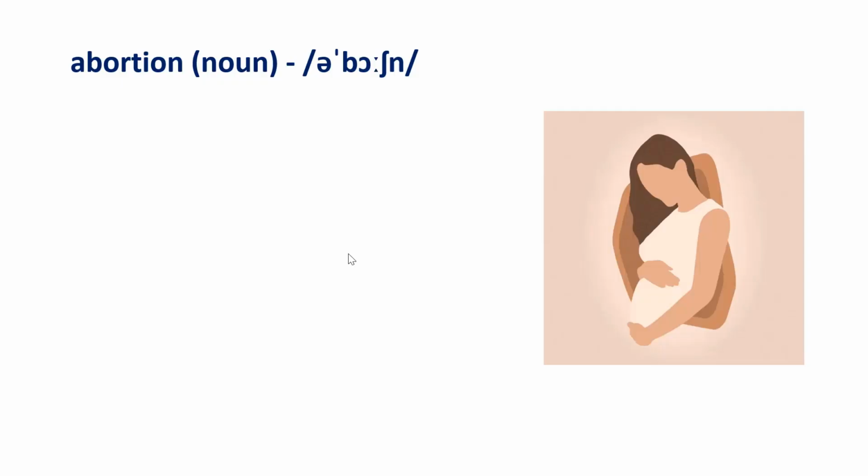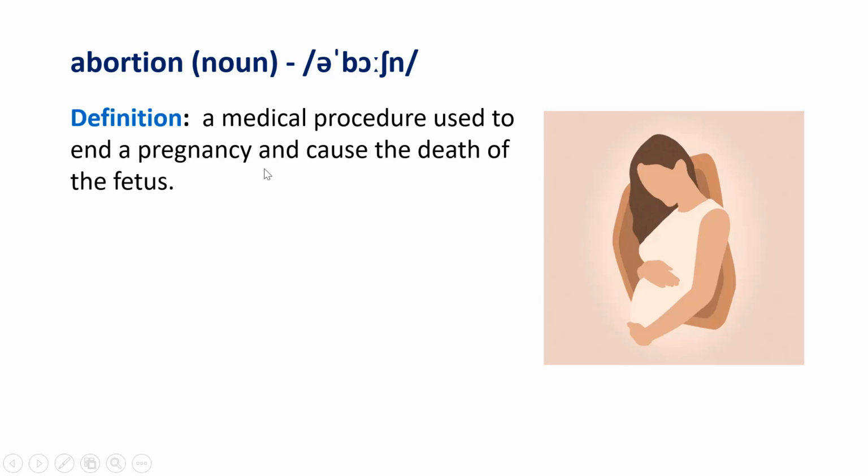Hello friends, and in this video, for the first word we will study the word abortion. If you want to pronounce it properly, you can see the phonetics. Abortion, okay, abortion. And let's see the definition of this word. Abortion means a medical procedure to end a pregnancy and cause the death of the fetus.